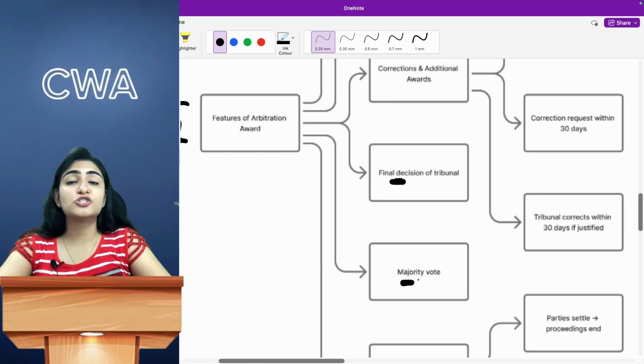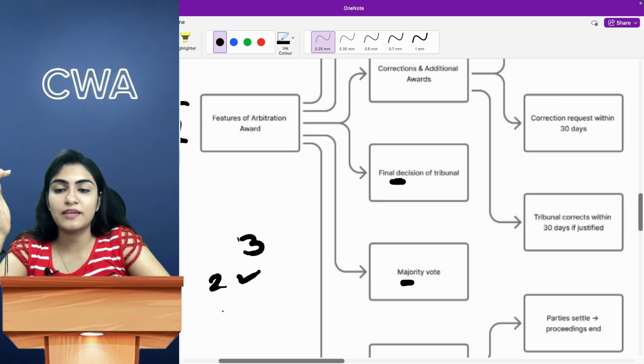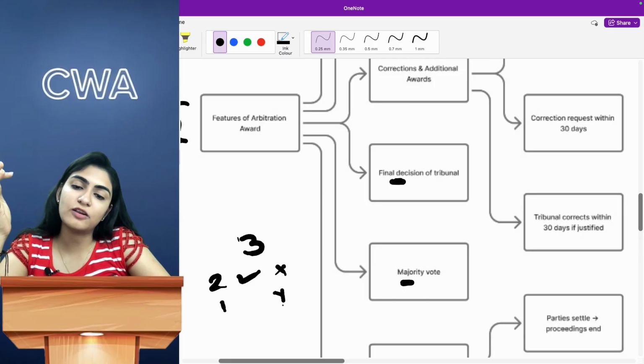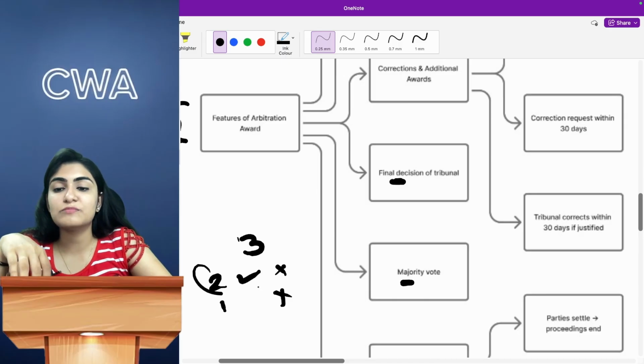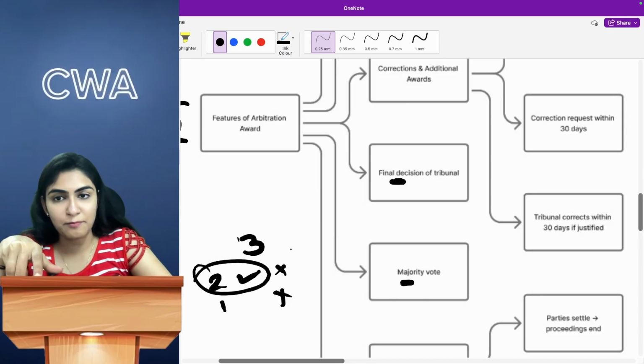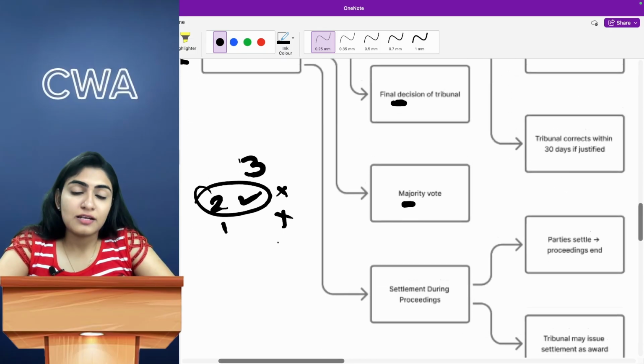By taking a majority vote. Meaning, out of three, two people are saying yes, Mr. X is liable, and only one person is saying no, Mr. X is not liable. In that case, there is a majority, so X will be liable, and so on and so forth.